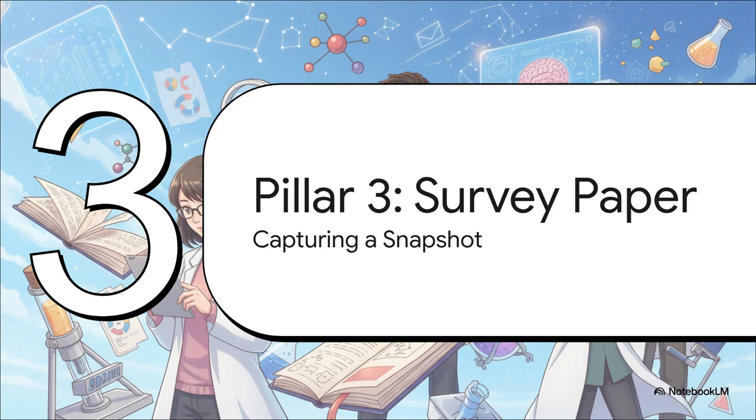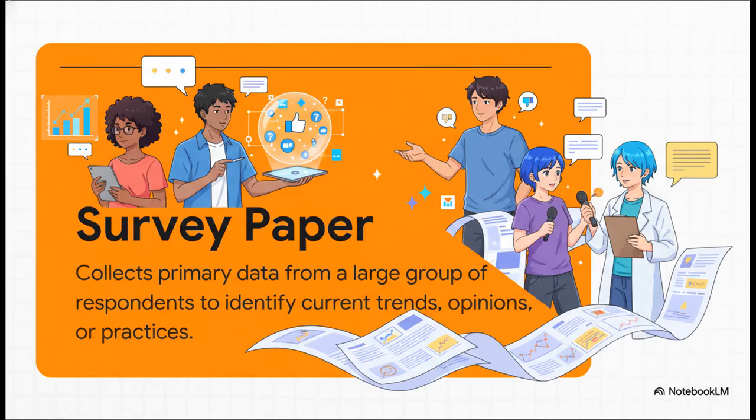Okay, on to our third pillar, the survey paper. Now be careful here. Despite the name, this is fundamentally different from a review. A survey paper is empirical. It actually goes out and generates new primary data. Its whole purpose is to capture a snapshot of what's happening right now. Using methods like questionnaires or interviews, it collects data directly from a big group of people to figure out the prevailing trends, opinions, or practices on a certain topic.